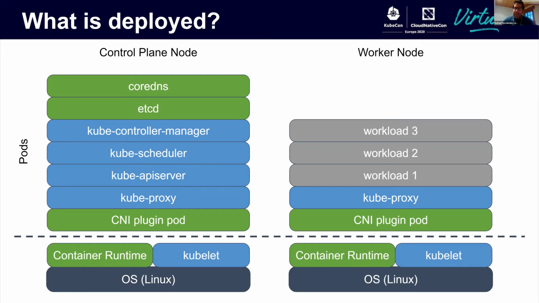This will typically run across all your nodes, control plane and worker nodes. And then on your worker nodes, you only have the CNI plugin pod that we said before, kube-proxy from kubeadm, and then your regular workload. So that is basically it, and that is what is deployed. And we try to make it minimal, so it's really easy for you.